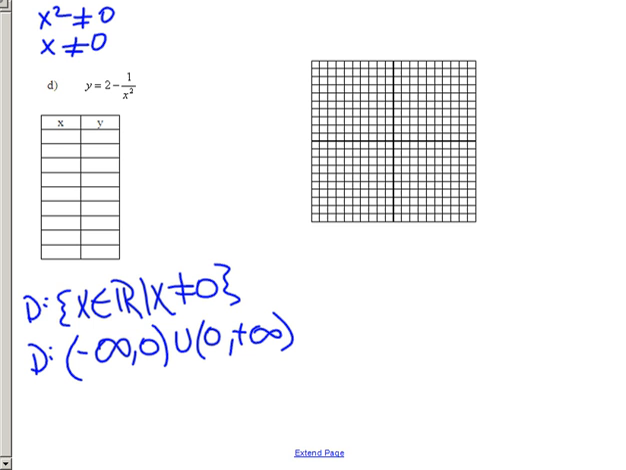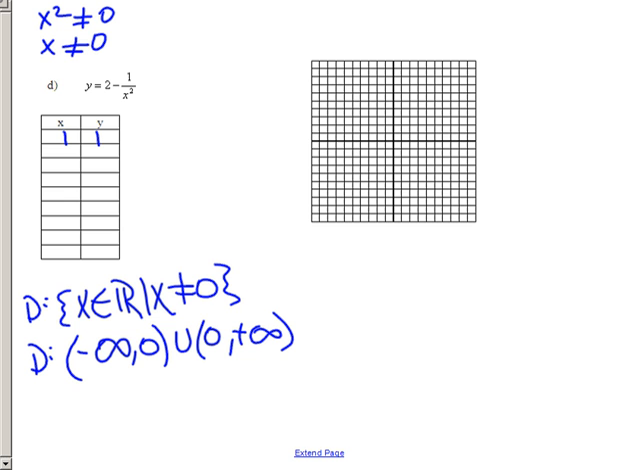We'll deal with the range after we graph a picture of it. The range here gets pretty interesting. When we look at this particular situation, we can't plug 0 in for x, so let's think about some other numbers. If we plug 1 in, 1 squared is 1, 1 over 1 is 1, 2 minus 1 is 1. Okay? And we can pick some other numbers as well. Let me backtrack here a little bit. That's a good point that we can plot.